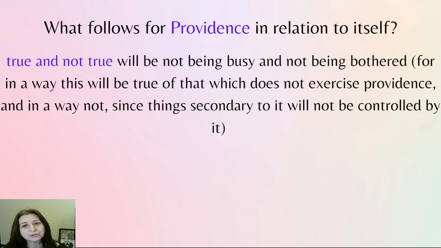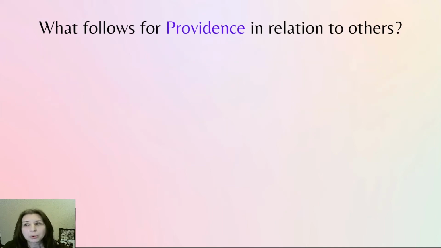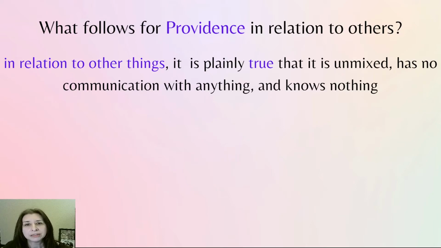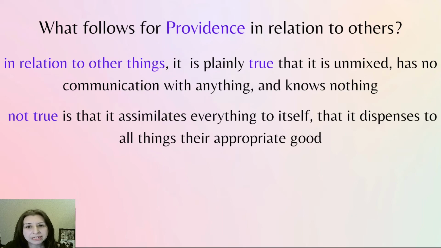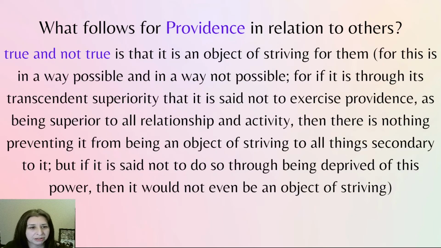For in a way, this will be true of that which does not exercise Providence, and in a way not, since things secondary to it will not be controlled by it. What follows for Providence in relation to others and to those things that would participate in it if it were actually functioning? Well, it is plainly true that it is unmixed. It has no communication with anything, and it knows nothing. What would not be true would be that it would assimilate everything to itself, or that it dispenses to all things their appropriate good. And partly true, partly not true, an object of striving for them. For this is in a way possible, and in a way not possible.